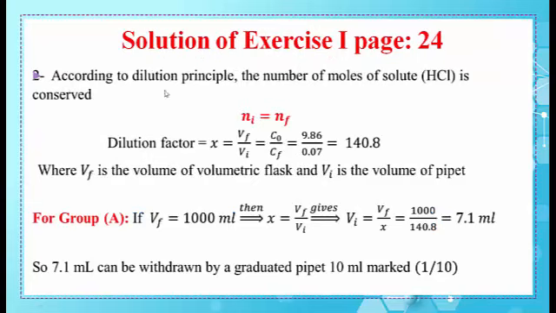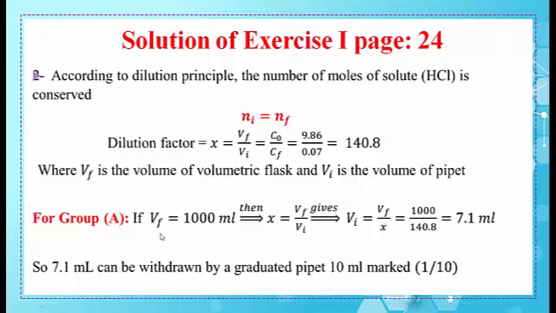Now, according to the dilution principle, the number of moles of solute HCl is conserved. That means that the number of moles initial before dilution is equal to the number of moles final after dilution. The dilution factor X is equal to V final over V initial, or it is equal to C0 over C final. C0, which was 9.86, and C final, which is 0.07 mole per liter, gives 140.8, where V final is the volume of the volumetric flask and V initial is the volume of the pipette.